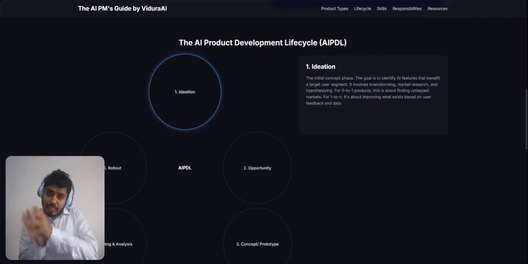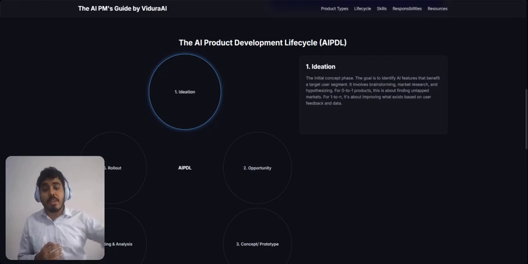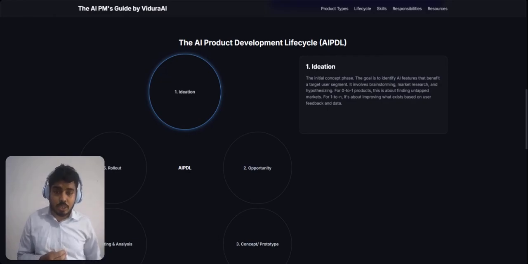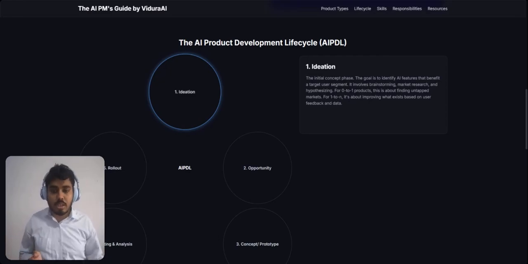If we go to the ideation stage, this is the initial concept phase where we identify AI features that benefit the target user segment. It involves brainstorming, market research, and hypothesizing. For 0 to 1 products, this is about finding untapped markets. For 1 to n products, it's about improving what exists based on user feedback and data.